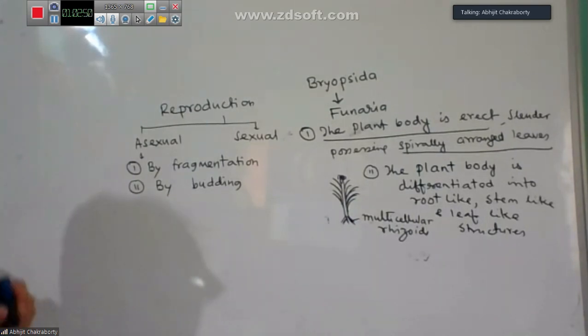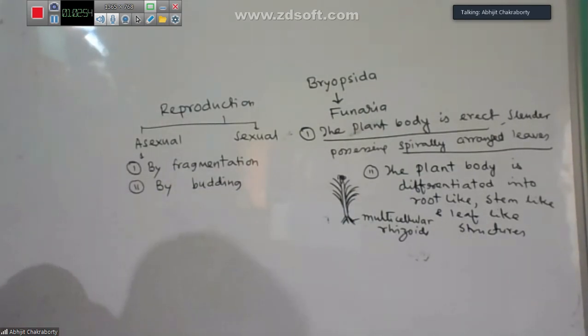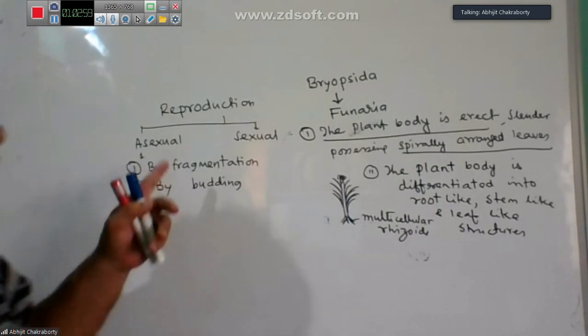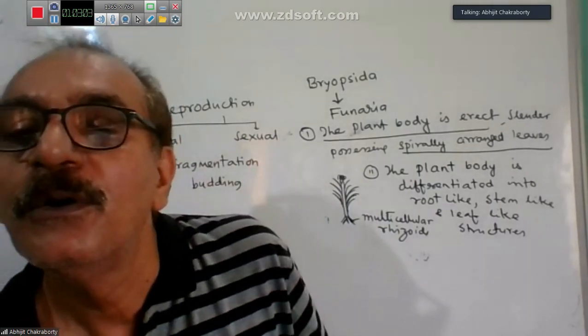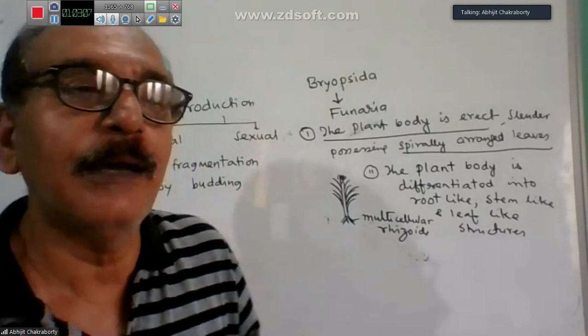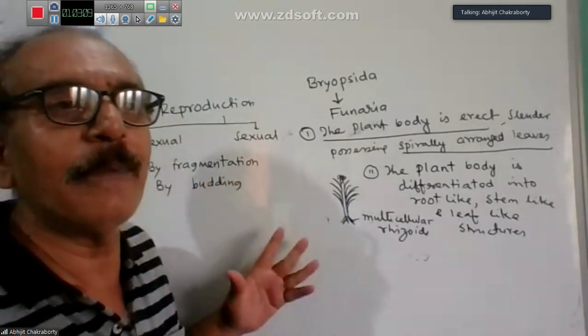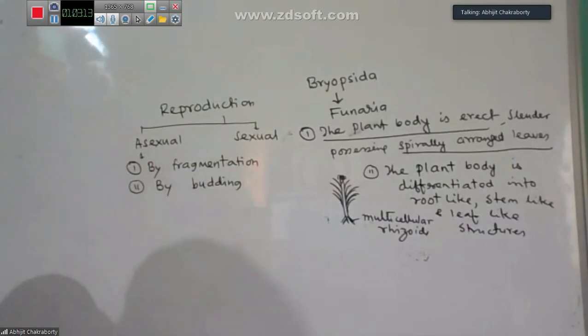Do you know what is budding actually? Some buds are developed like gemmae even in these. Gemma-like structures may be developed in the secondary protonema, which can give rise to new plants again. Are you getting me now? This is budding. And fragmentation means the body is found to be fragmented. Then comes its structure.